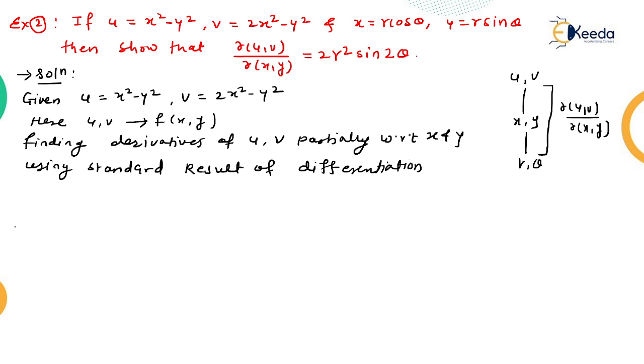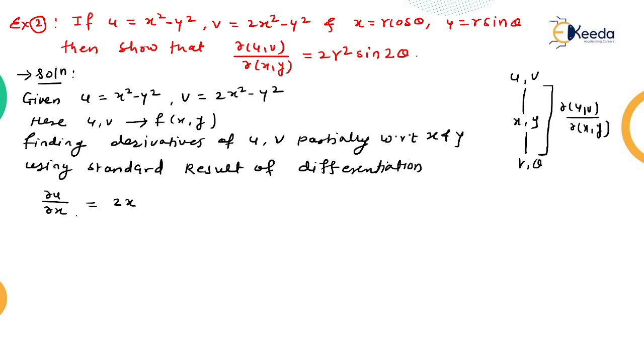So you have to differentiate u partially with respect to x. Let's see. So ∂u/∂x is nothing but, you have to observe what u is. U is x square minus y square, keeping the other variable constant. When we differentiate u with respect to x, treat y as a constant. So the derivative of x square minus y square becomes only the derivative of x square, it is 2x, and the y square derivative is 0.